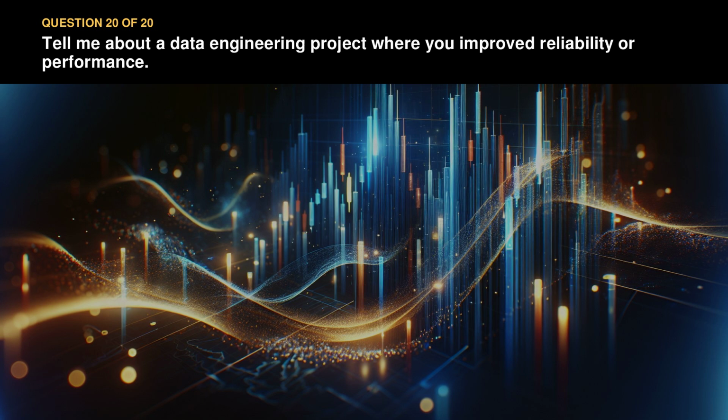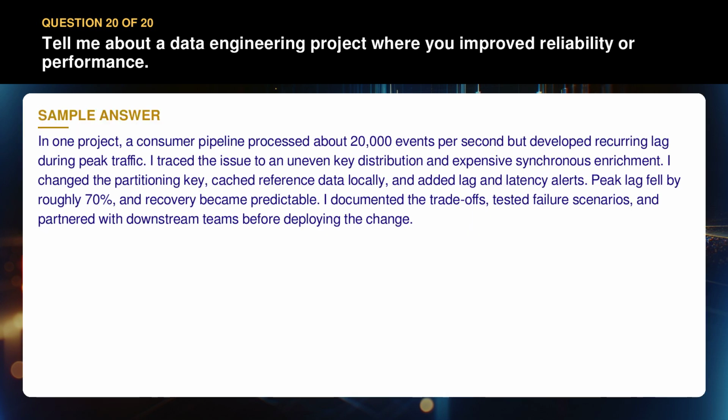Question 20. Tell me about a data engineering project where you improved reliability or performance. In one project, a consumer pipeline processed about 20,000 events per second but developed recurring lag during peak traffic. I traced the issue to an uneven key distribution and expensive synchronous enrichment. I changed the partitioning key, cached reference data locally, and added lag and latency alerts.